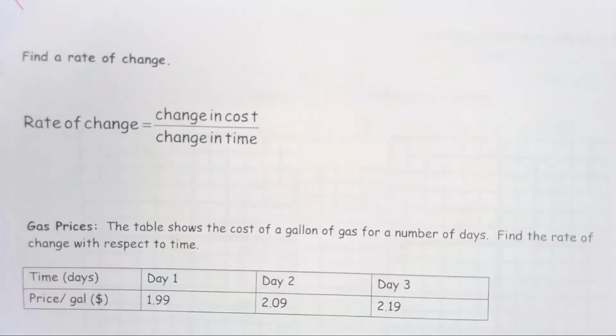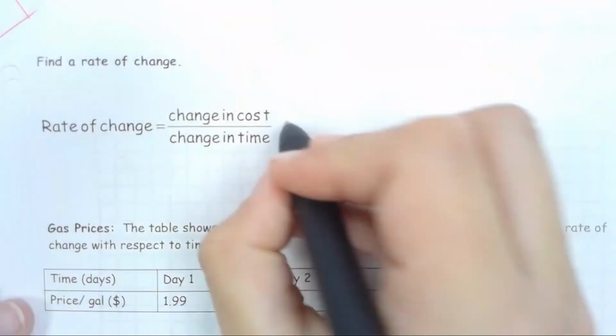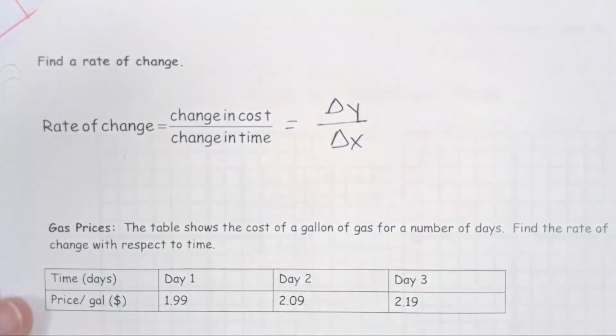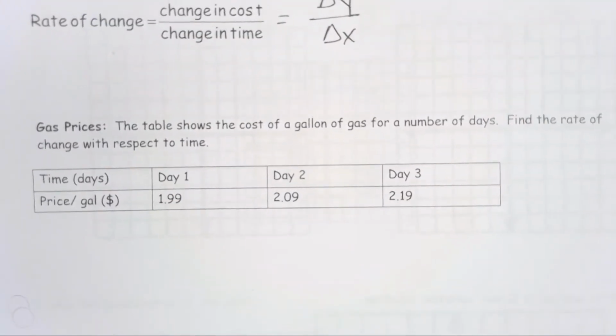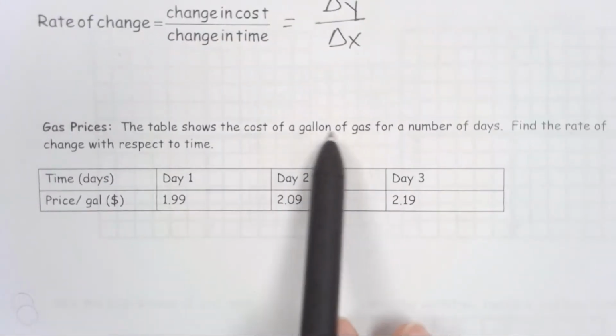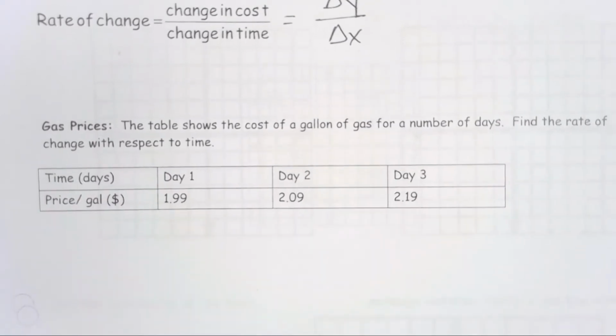All right, so now we are moving on to rate of change. So this is the change in y over the change in x that we have talked about multiple times. So we're going to talk about slope in real life. So in real life situations is when we talk about the rate of change. So in this example, it says the table shows the cost of a gallon of gas for a number of days. Find the rate of change with respect to time.